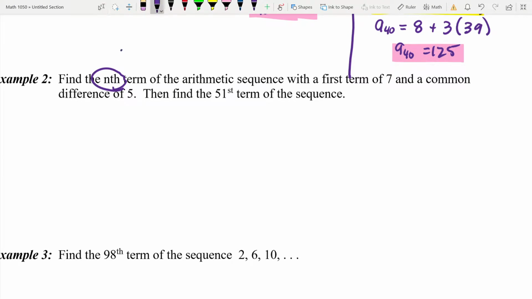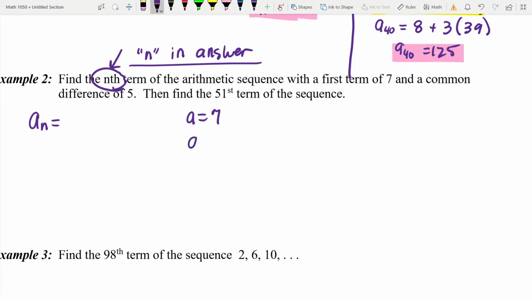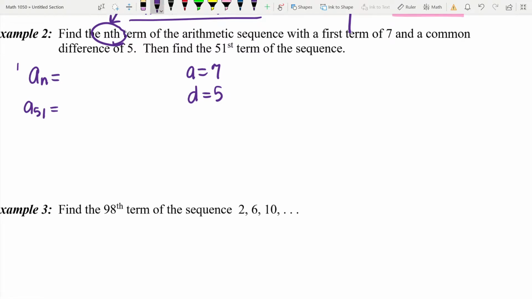So I want you to draw an arrow right there, and I want you to, in quotes, put n in answer. If they want me to find an nth term, I don't know what n is. So I know I'm going to have an n in my answer, okay? So they're basically asking me to find a sub n, okay? And then the first term is a 7, so I'm going to go a equals 7. Common difference is 5, d equals 5. And then after that, they want me to find the 51st term, okay? So these are the two things that they're asking me to find, okay?